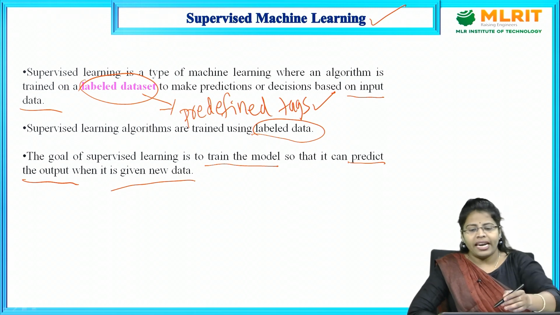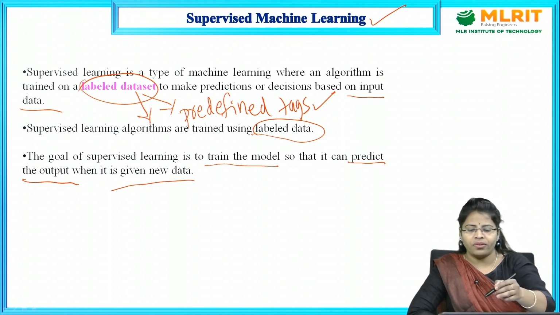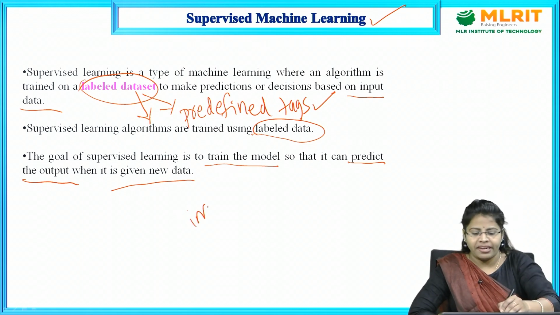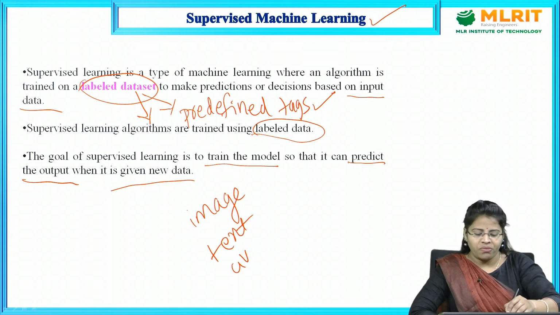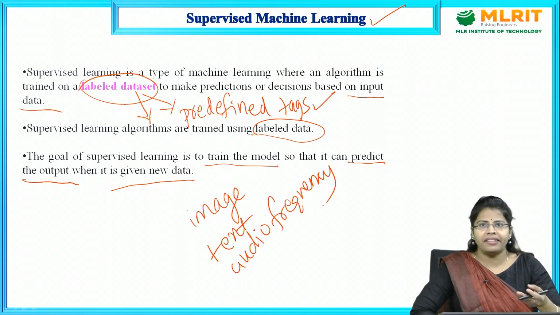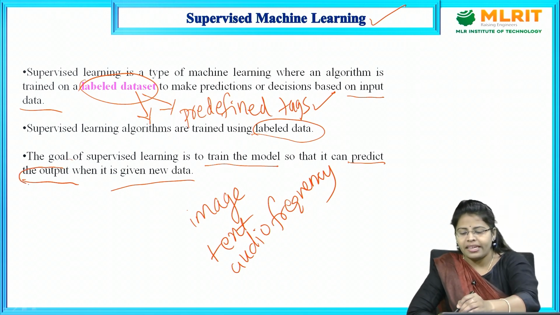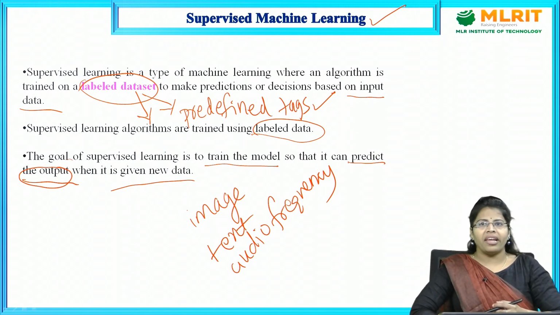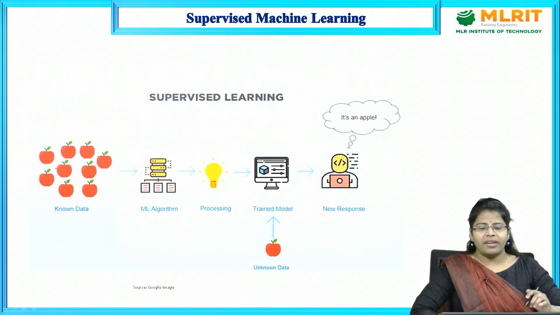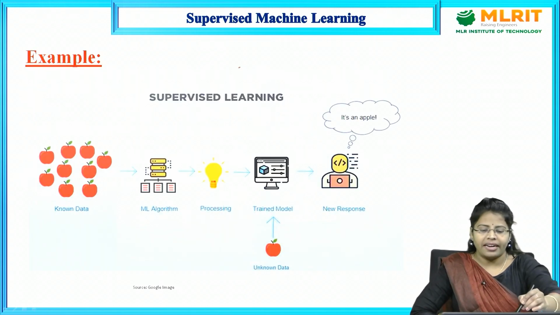Here the training data set may consist of input like pixels of an image, or it may be text data, or it may be audio frequency, and so on. The labeled data set can be of any data. Based on that data, we give training to the machine learning algorithm. Then it is going to predict the output after training based on a given input. This is the definition of supervised machine learning. Let me discuss it with one example.